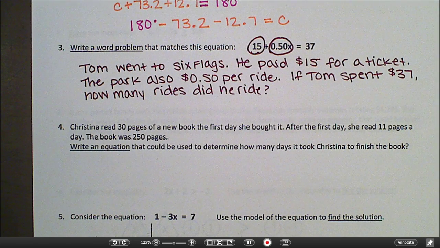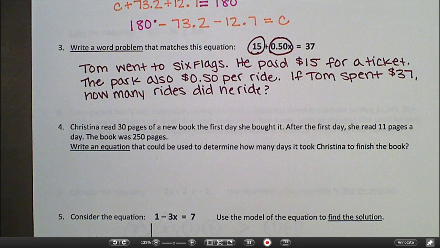Let's look at number 4. Christina read 30 pages of a new book the first day that she bought it. After the first day, she read 11 pages a day. The book was 250 pages. Write an equation that could be used to determine how many days it took Christina to finish the book.